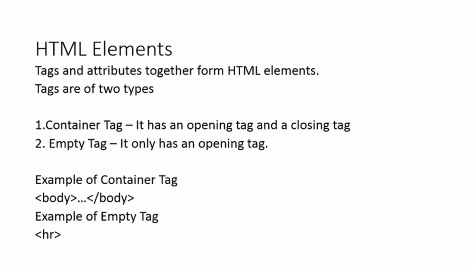How can you find out? Just look at the example here where it is written example of container tag, wherein we have written the term body in angular brackets and we have written the term body again with a slash preceding it. So that slash body will be termed as the closing tag and the body without the slash is called the opening tag. So this basically defines a container tag. What is an empty tag? An empty tag will not have a slash preceding it.